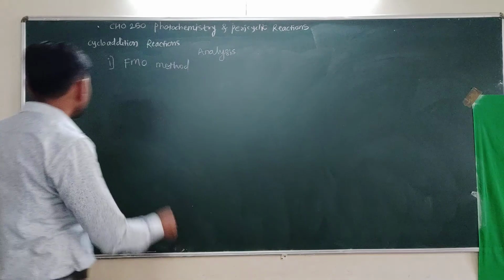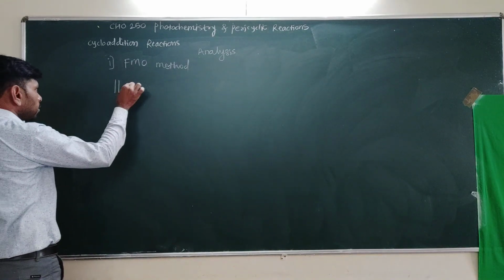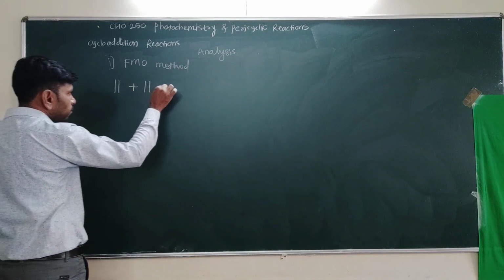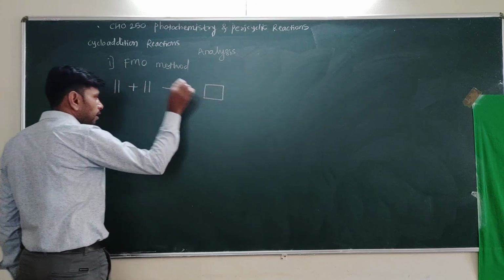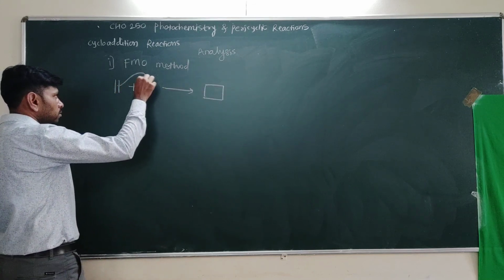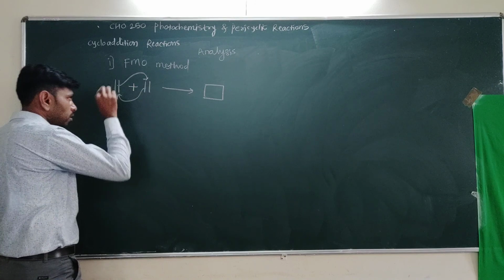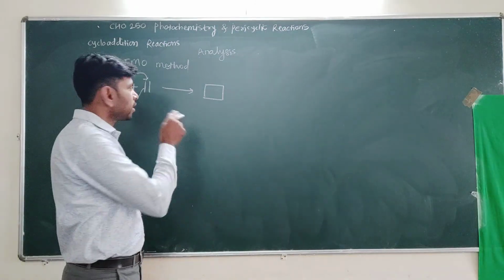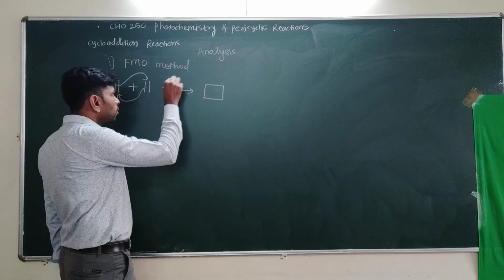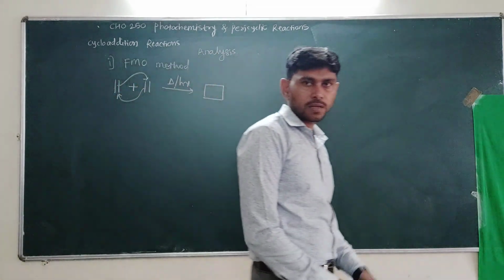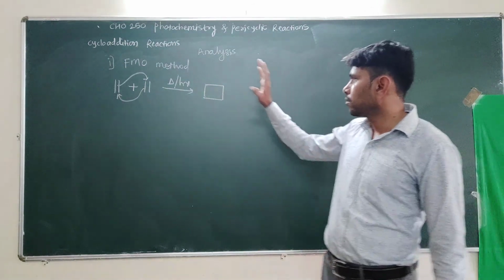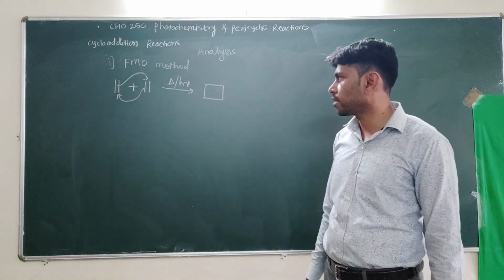The first method we have to see here is the frontier molecular orbital method, FMO method, for the analysis of cycloaddition reaction. Let's take a simple example: a 2 pi electron system interacts with a 2 pi electron system, so we get the cyclic product. We have to find out whether this reaction is allowed thermally or photochemically by using the frontier molecular orbital method.